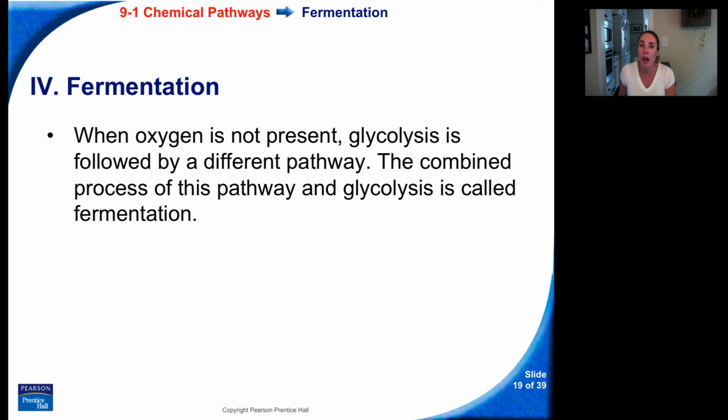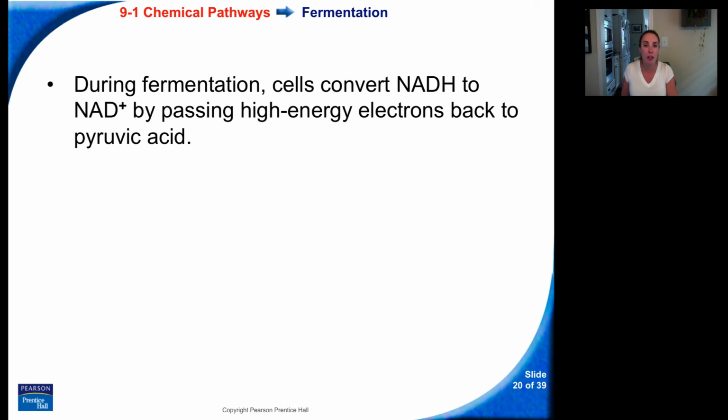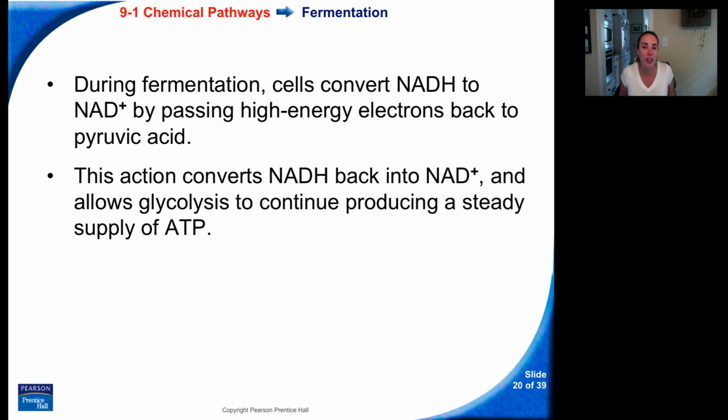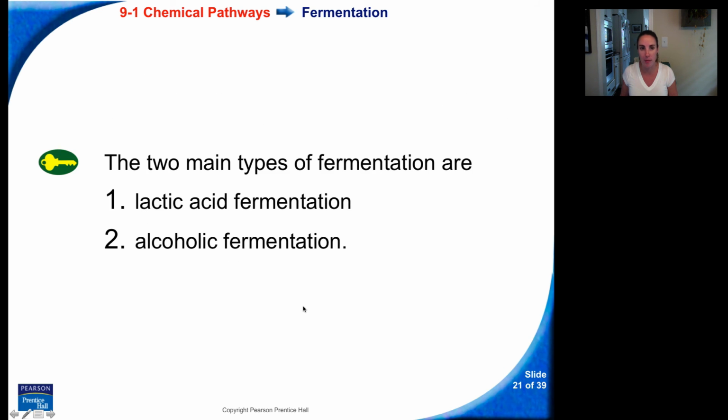So fermentation is another process you can get energy from. When oxygen is not present, glycolysis is followed by a different pathway. The combined process of this pathway and glycolysis is called fermentation. Fermentation releases energy from food molecules by producing ATP in the absence of oxygen. During fermentation, cells convert NADH to NAD+ by passing high energy electrons back to pyruvic acid. This action converts NADH back to NAD+ and allows glycolysis to continue producing a steady supply of ATP. So fermentation does not require oxygen, so it's called an anaerobic process.